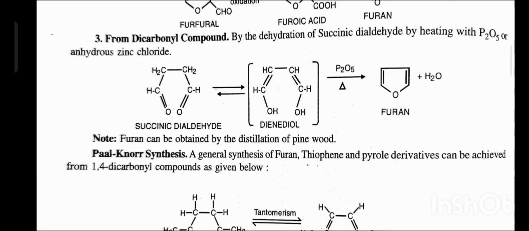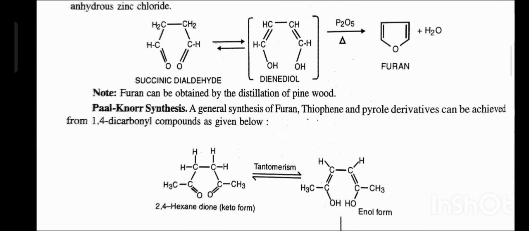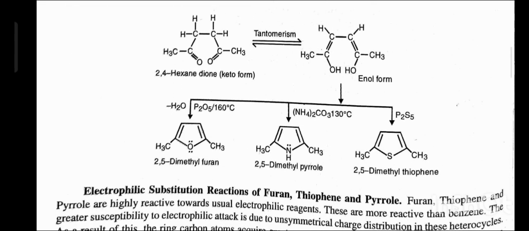Paal-Knorr synthesis. A general synthesis of furan, thiophene, and pyrrole derivatives can be achieved from a 1,4-dicarbonyl compound as shown below.